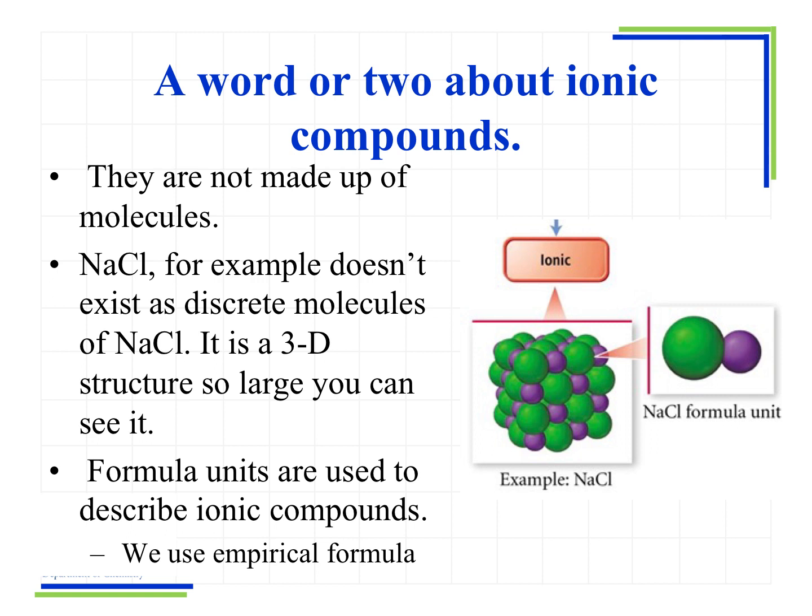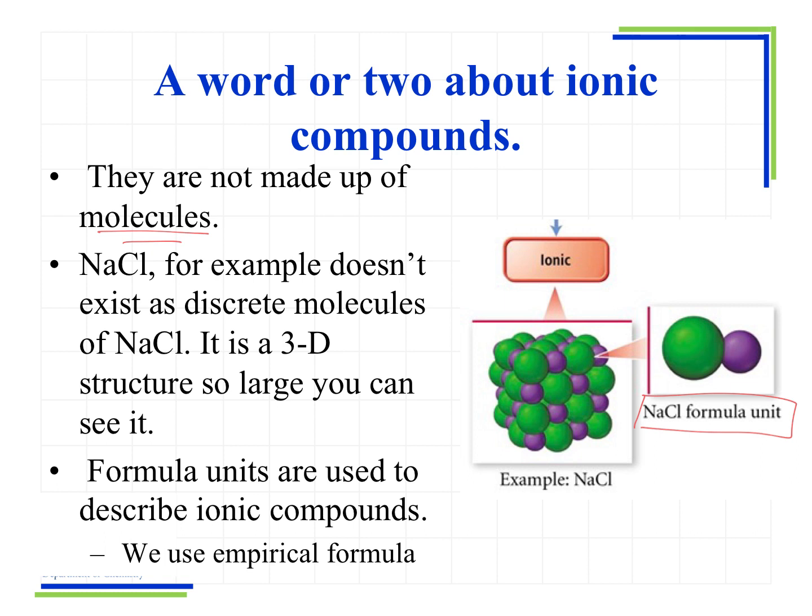Again, about the ionic compound, they are not made up of molecules, okay? So what we are referring to when we say NaCl is a formula unit. That's the formula unit for an ionic compound. So NaCl, for example, doesn't exist as a discrete molecule of NaCl. It is a 3D structure so large that you can see it.